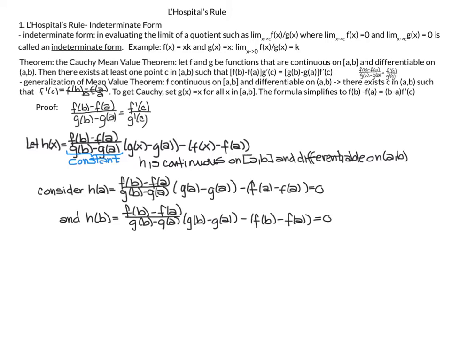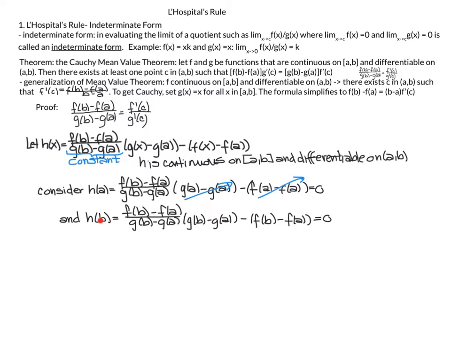Now we will consider h of a. When I plug in a here, I have this constant times g of a minus g of a, so this goes to 0. And then I have f of a minus f of a, so this also goes to 0. So in this case, h of a is equal to 0.